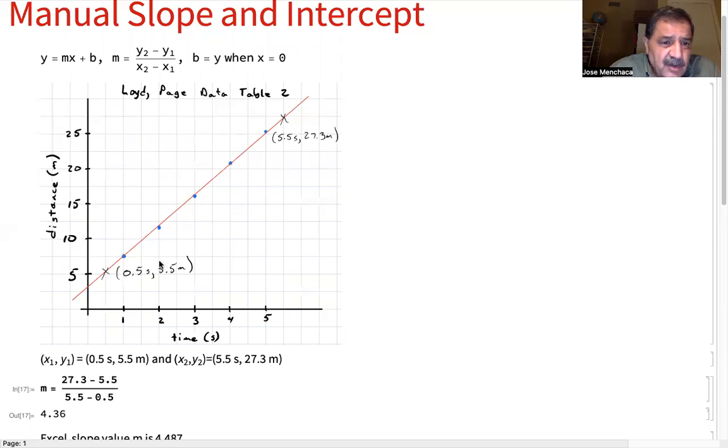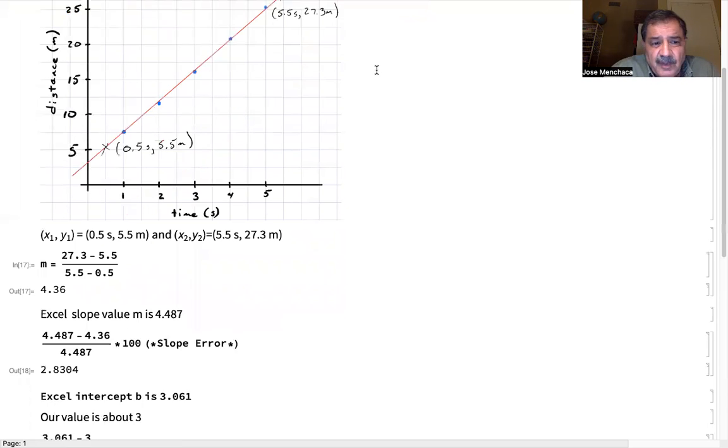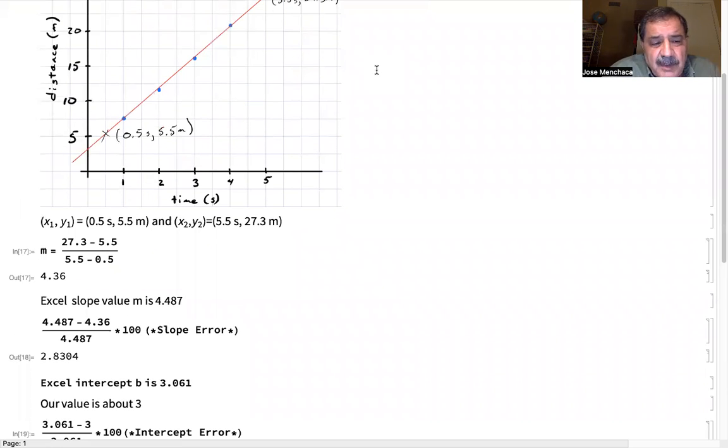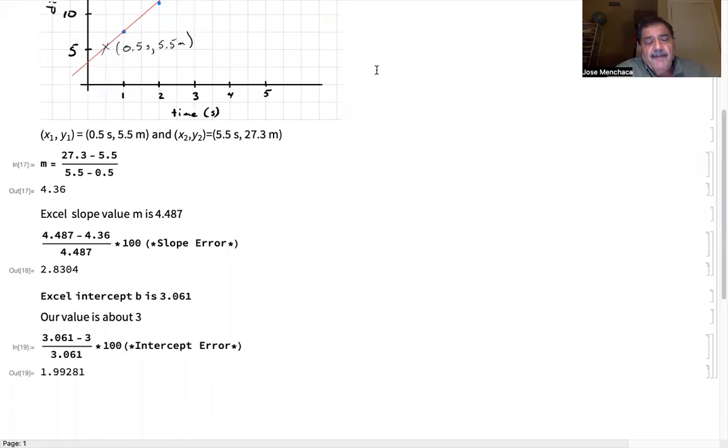But just using Notability, I hand drew the axes, and I hand drew the data and the line, and I came up with a 3% error on the slope and a 2% error on the intercept. So that's how you go about doing a manual plot to turn in for the labs.